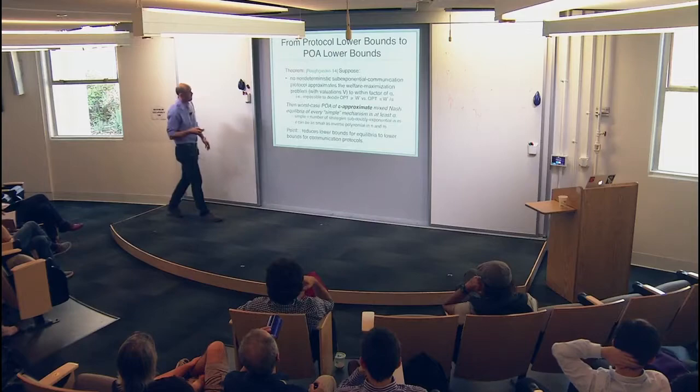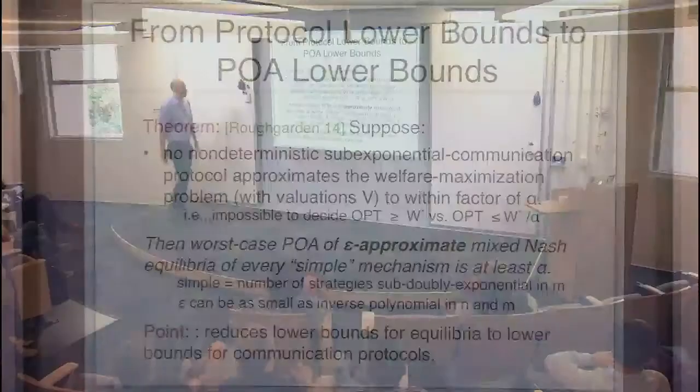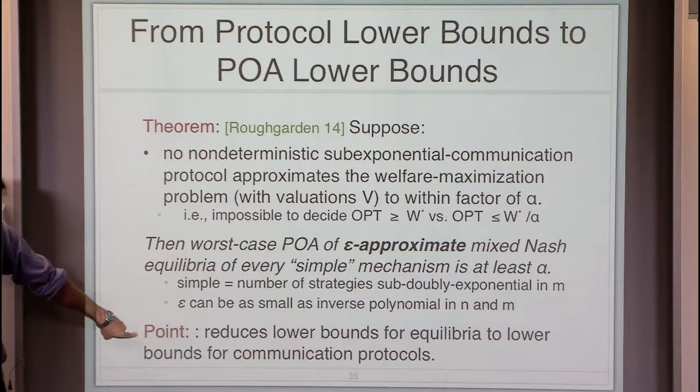Okay, so I'm going to put this up there. If you don't know what some of these words mean, that's fine. Let me just tell you how to interpret what this is saying. This is the formal statement, but let me just tell you what the takeaway is. The main takeaway is this last point, okay? You want to prove lower bounds on the price of anarchy, on equilibria.